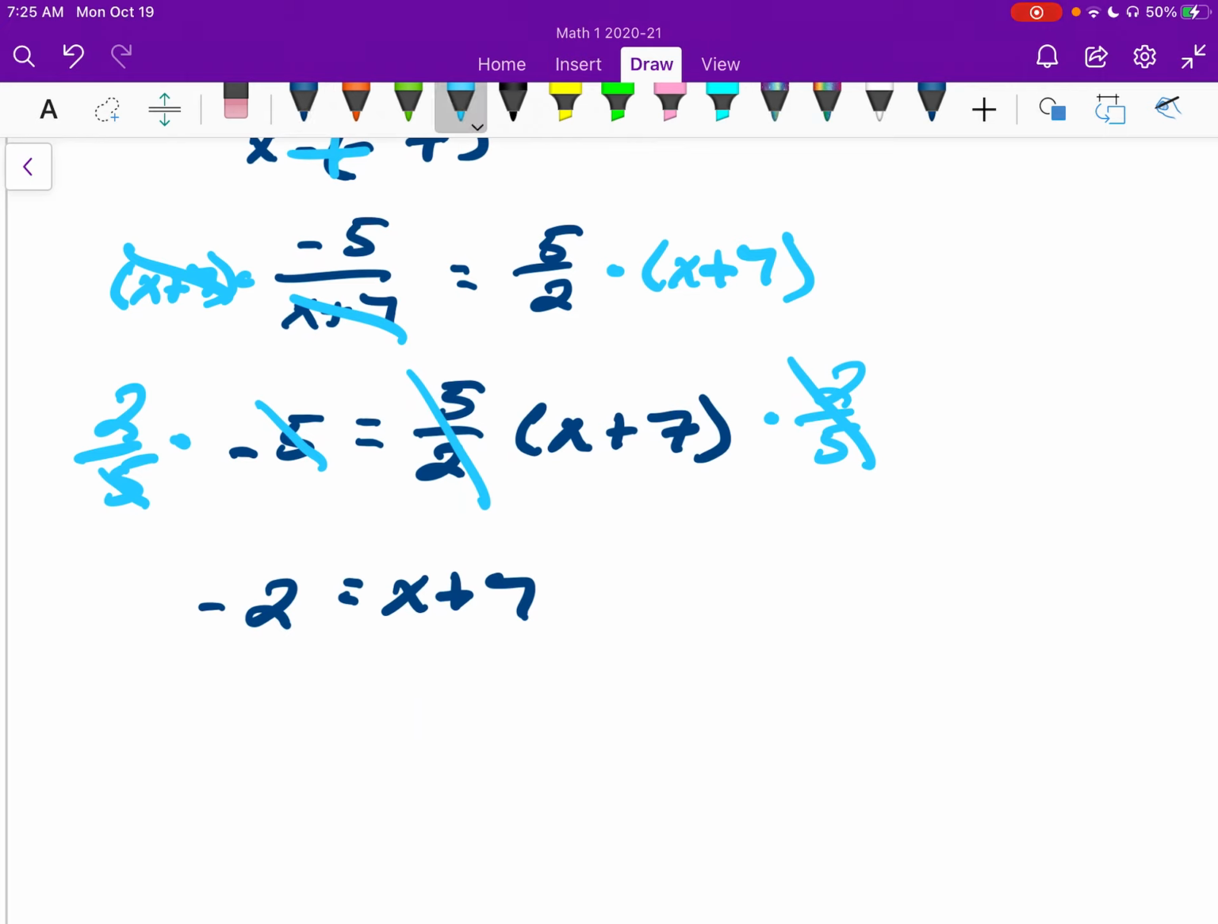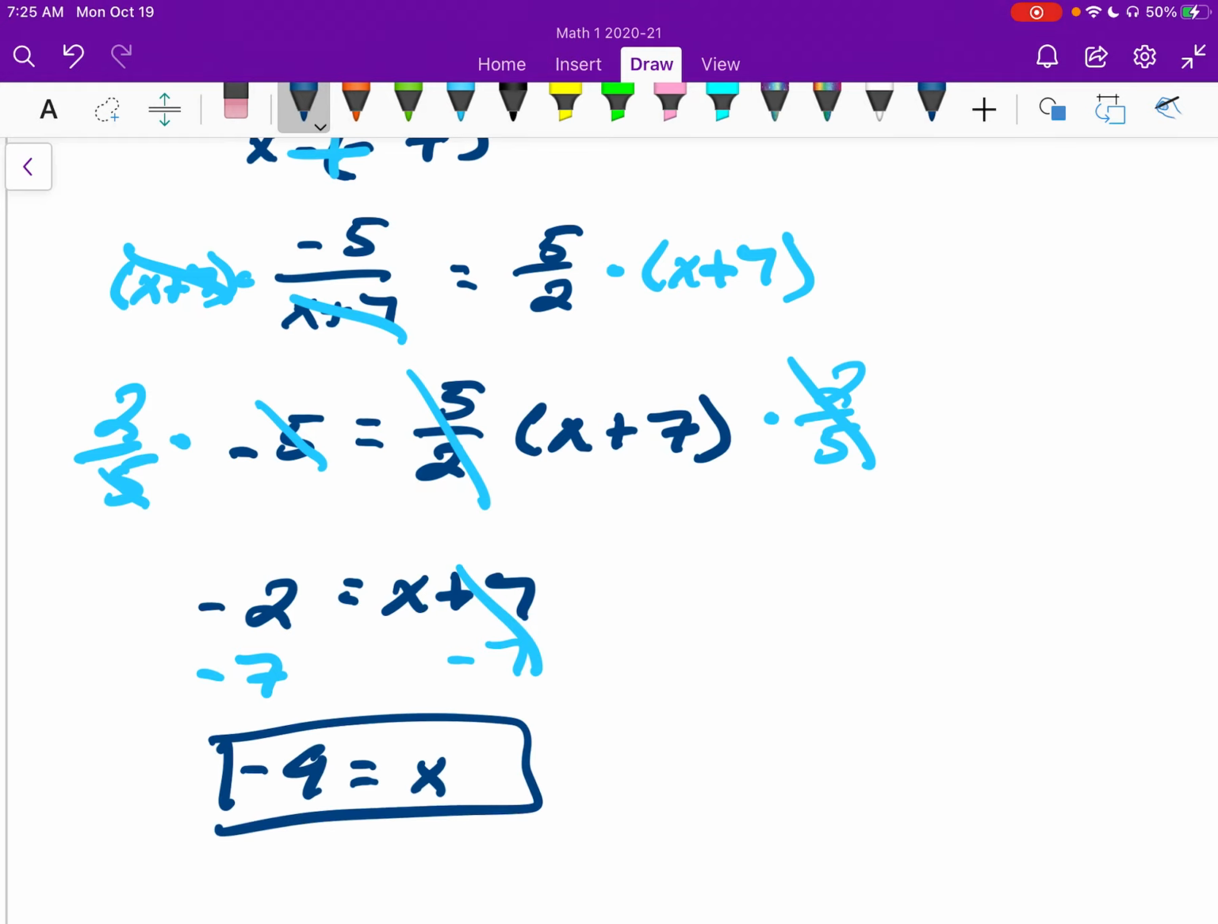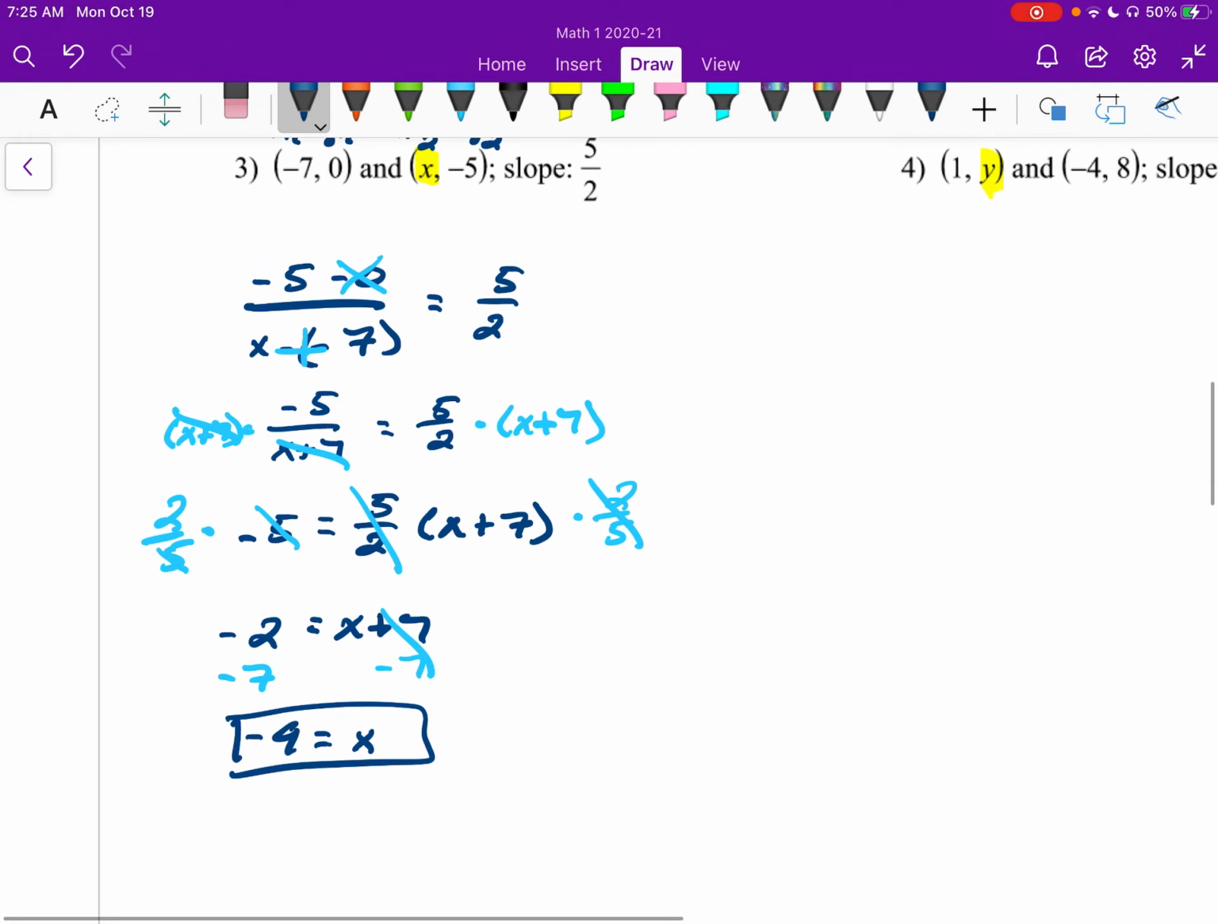Now this is a nice one-step equation. I'll subtract 7 from both sides, and I get negative 9 equals x. There we are.